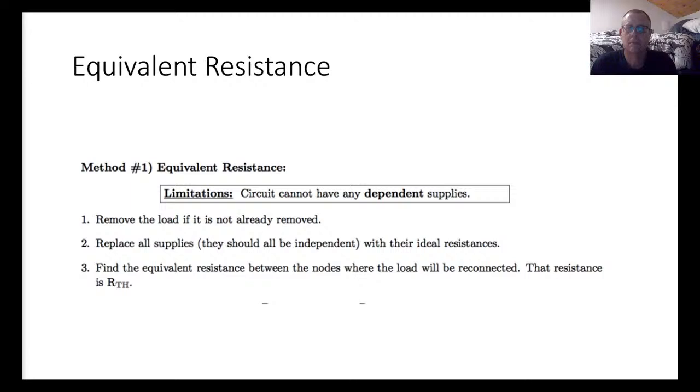Step one is to remove the load if it's not already removed. Replace all the independent supplies, because there are no dependent supplies if we're going to use this technique. Replace them with their ideal resistances, and remember their ideal resistances. For a voltage source, it's a wire, and for a current source, it's an open circuit. We set the voltage to 0, or we set the current to 0. And then you just find the equivalent resistance between the nodes where the load was connected, and that's going to give you the Thevenin resistance.